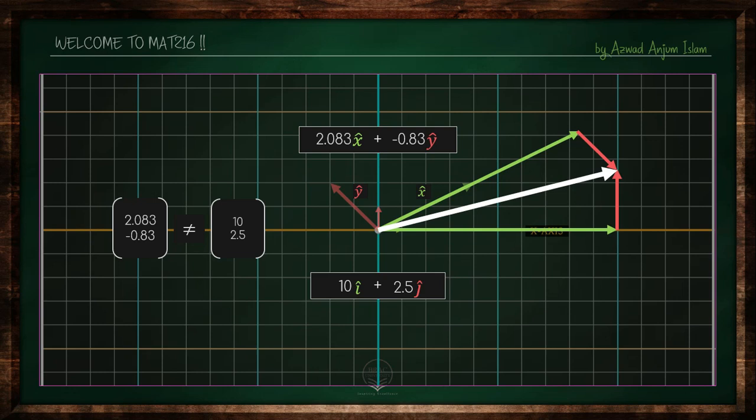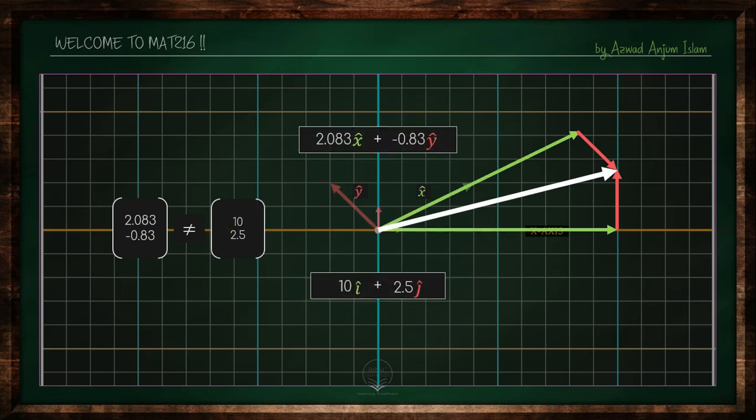I am showing you this just so that you can appreciate the fact that every two-dimensional vector can be expressed using two numbers as their coordinates, but what those numbers are going to be solely depends on our choice of the basis vector. For this point, if we choose the vectors i hat and j hat, we will end up with the coordinate 10 and 2.5. And if we had chosen the vectors x hat and y hat, we would have ended up with a much different coordinate, which is 2.083 and minus 0.83.